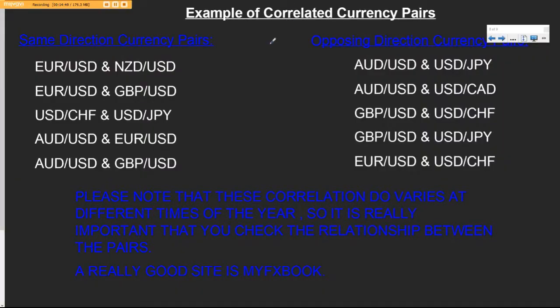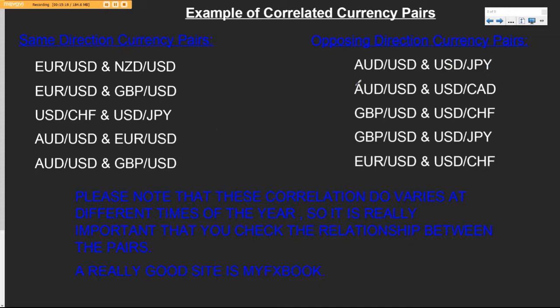Next one. So let's look at some situations now where some currency pairs that I've looked at go in the same direction. So the Euro USD and the New Zealand USD tend to go in the same direction. The Euro USD and the GBP USD tend to go in the same direction. The USD Swiss franc and the USD Japan tend to go in the same direction. The Aussie USD and the Euro USD tend to go in the same direction. And the Aussie USD and the GBP USD tend to go in the same direction.